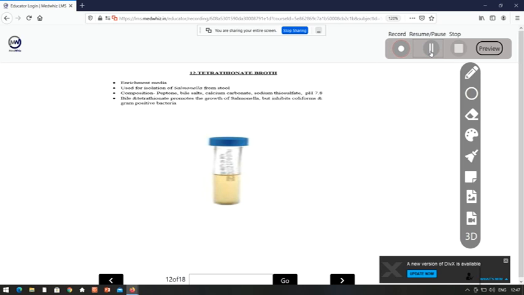7.8. So the bile and tetrathionate in this media promote the growth of Salmonella, but also inhibit the other coliforms or normal flora of the intestine and gram-positive bacteria. Thereby, it also enhances the identification of Salmonella species.